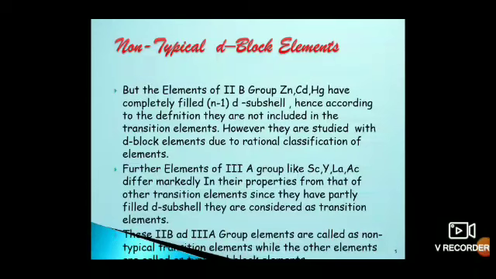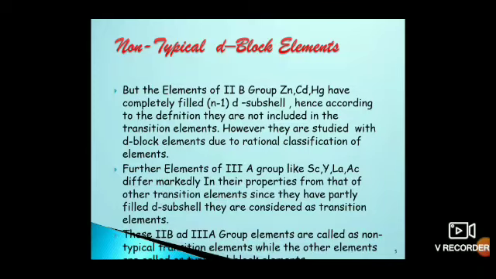Non-typical D block elements. Here we can observe the non-typical D block elements. The elements of 2B group, zinc, cadmium, mercury, have completely filled (n-1)d subshell. Hence, according to the definition, they are not included in the transition elements. However, they are studied with D block elements due to rational classification of elements.